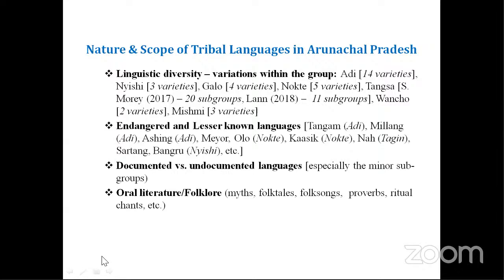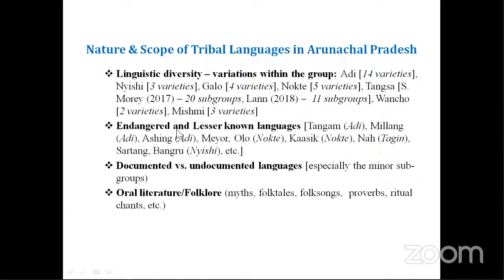Galo, 4 varieties. Nocte, 5 varieties, maybe more than that. Tangsa, some say, is more than 30. For example, Stephen Morey gave 20 subgroups and another 11 subgroups like that. And Wancho at least has 2 varieties, upper Wancho and lower Wancho, and they differ, not drastically, but they do. And Mismi, at least they have 3 varieties. So like that, you have so many varieties of language.